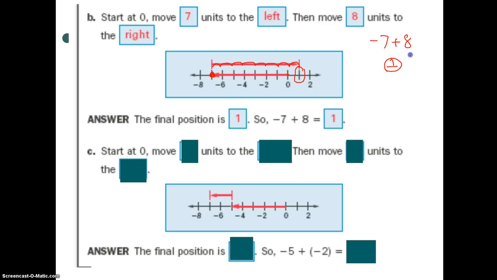Again, different signs, you want to subtract them. Ignore the sign. So just take 8 and 7, subtract, you get 1. What number was bigger, 8 or 7? Well, 8 is bigger and it's a positive, so the answer is 1.